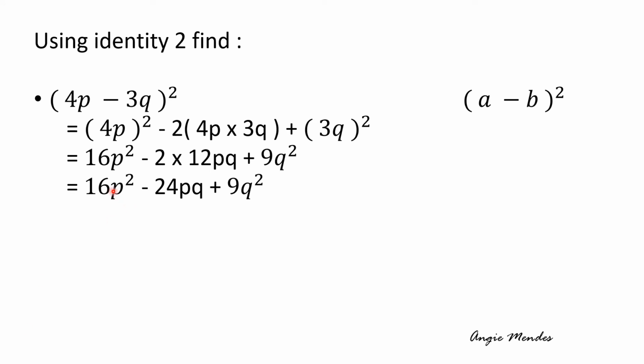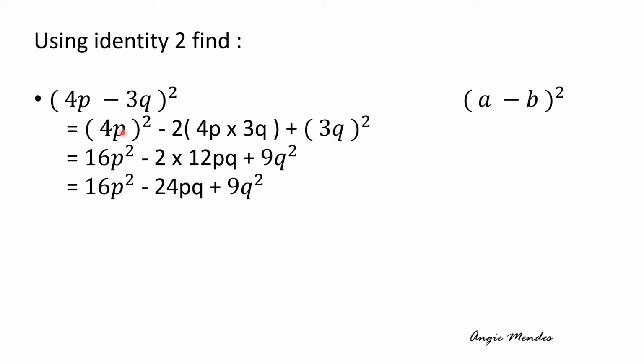Now using identity 2, find (4p − 3q)². Again, you can write it as (a − b)². Write the expansion. We know (a − b)² is a² − 2ab + b². So apply that to the problem and simplify it further. So you will get here 4p, which is taken as a, and 3q is taken as b. So (4p)² − 2 into 4p into 3q + (3q)².